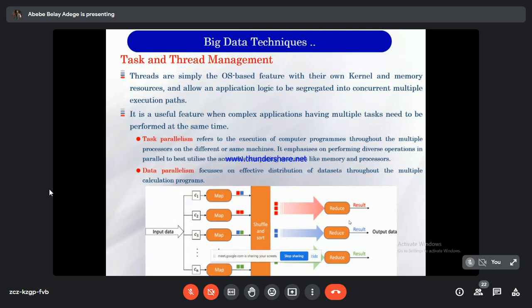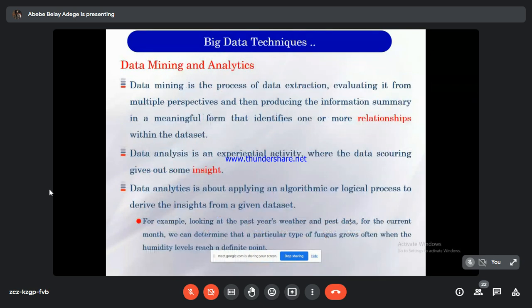That task and trade management processes the task by dividing it into sub trades, and then parallelly processing them, and then at the end they can combine and take the optimum outputs. And the other point is about data mining.